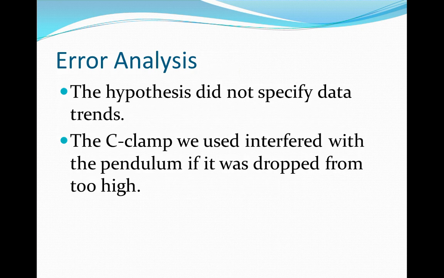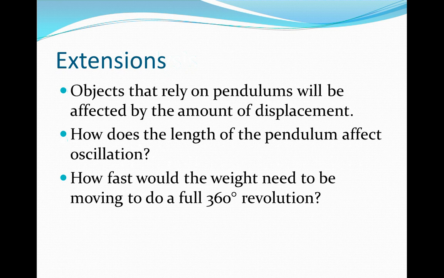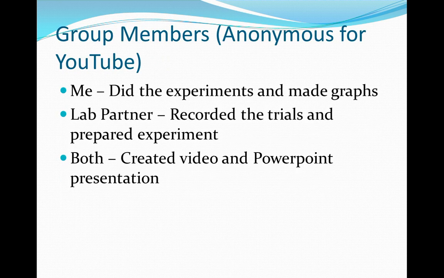Error analysis. This hypothesis did not specify data trends. The C-clamp we used interfered with the pendulum if it was dropped from too high. Extensions. Objects that rely on pendulums will be affected by the amount of displacement. How does the length of the pendulum affect oscillation? How fast would the weight need to be to move at a full 360-degree revolution?